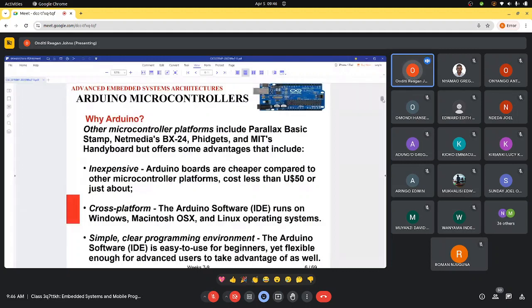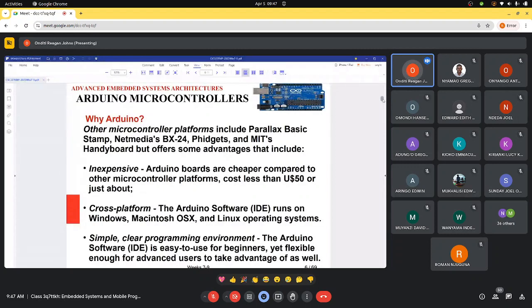You can check what the architectures of these other boards are compared to the Arduino. But what comes out very clearly is that Arduino boards are cheaper than other microcontroller platforms. The Arduino boards are cross-platform in that its IDE can run on Mac, Linux, and Windows environments.